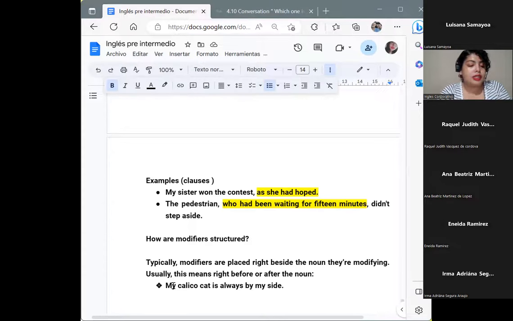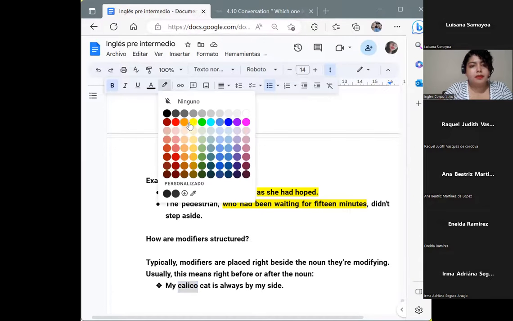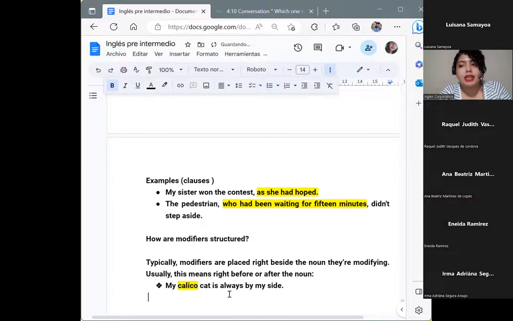En este caso, cuando decimos calico, esta palabra de acá, my calico cat. Ese calico es el modificador, ¿verdad? Nos está modificando la palabra gato. Este es un gato doméstico, se refiere a gatos domésticos, pero que tengan tres colores. Son gatos domésticos de cualquier raza con una coloración triple, ¿verdad? Que tenga tres colores. So in that case, my calico cat is always by my side. Calico is my modifier and cat, in this case, is the noun.